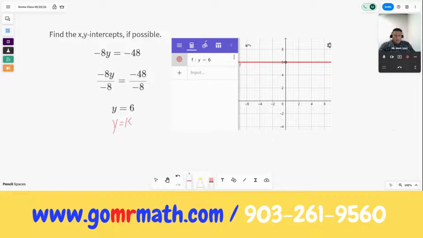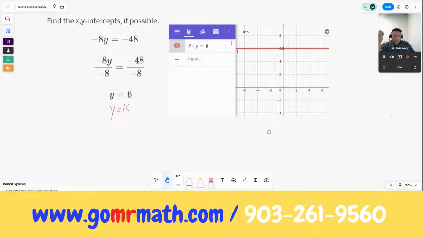So here's the graph of this function, y equals to 6. As we can see, it is a horizontal line, actually parallel to the x-axis. And this function, like I said, is always going to be 6 on the values of y.